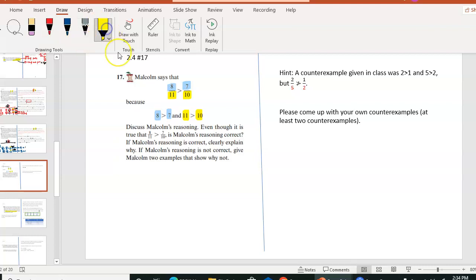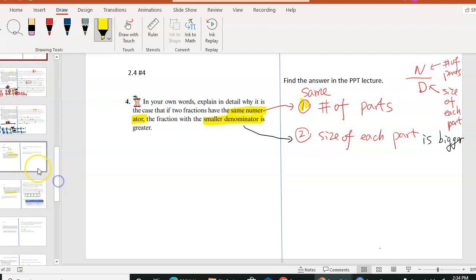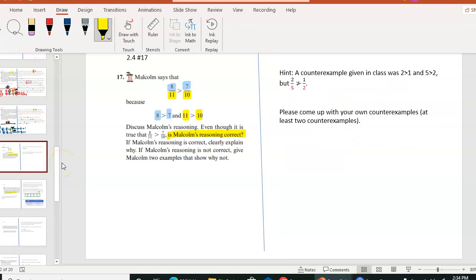When you do this problem, first of all, you have to answer: is his reasoning correct? You need to answer yes or no. Secondly, if it is correct, you explain why, just like we did, comparing the number of parts and the size of each part. And actually, his reasoning is incorrect, so it's not going to work. If it's not correct, give 2 examples. We call them counterexamples. The examples you give us are going to tell us his reasoning is incorrect.